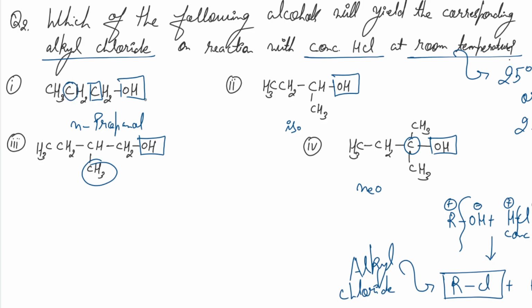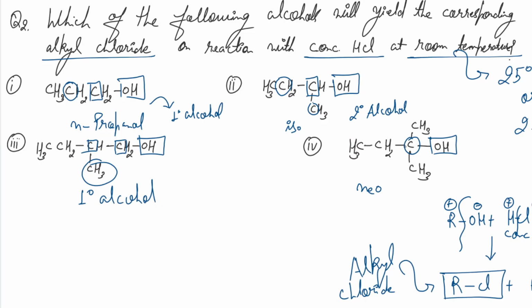So the first one is your 1 degree alcohol. And here the carbon on which the OH is attached is connected to the next two carbons, so that's your secondary alcohol. In this particular case, the carbon on which OH is attached is again connected with only a single carbon, so that's the primary alcohol. And in the fourth case, the carbon on which OH is attached is connected with 1, 2 and 3, so that's the 3 degree alcohol.